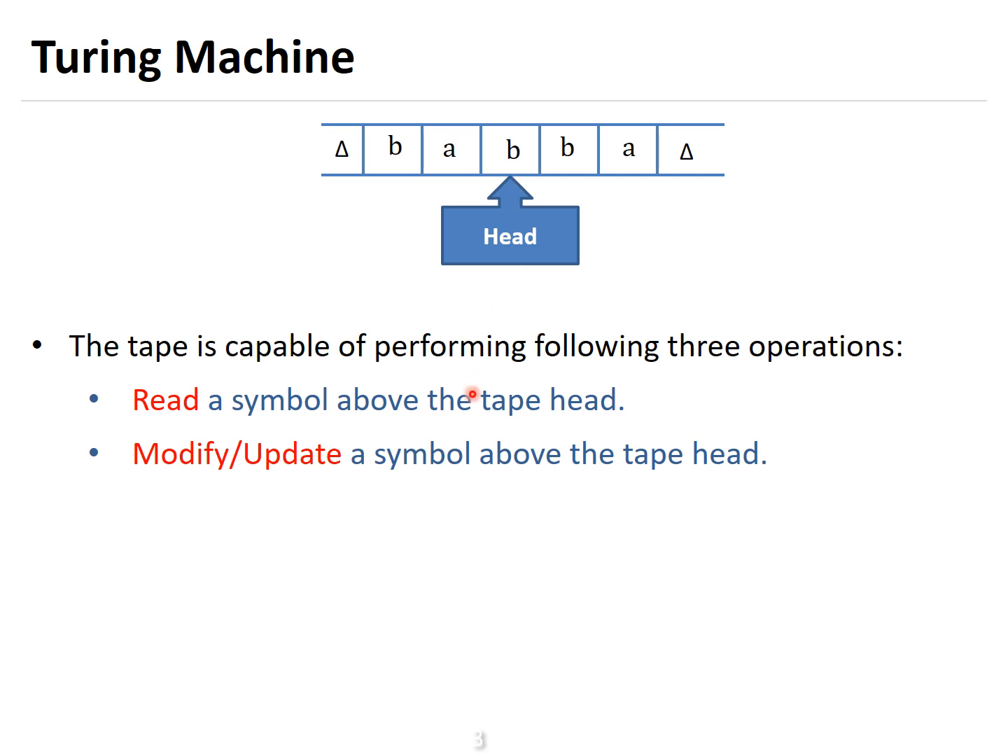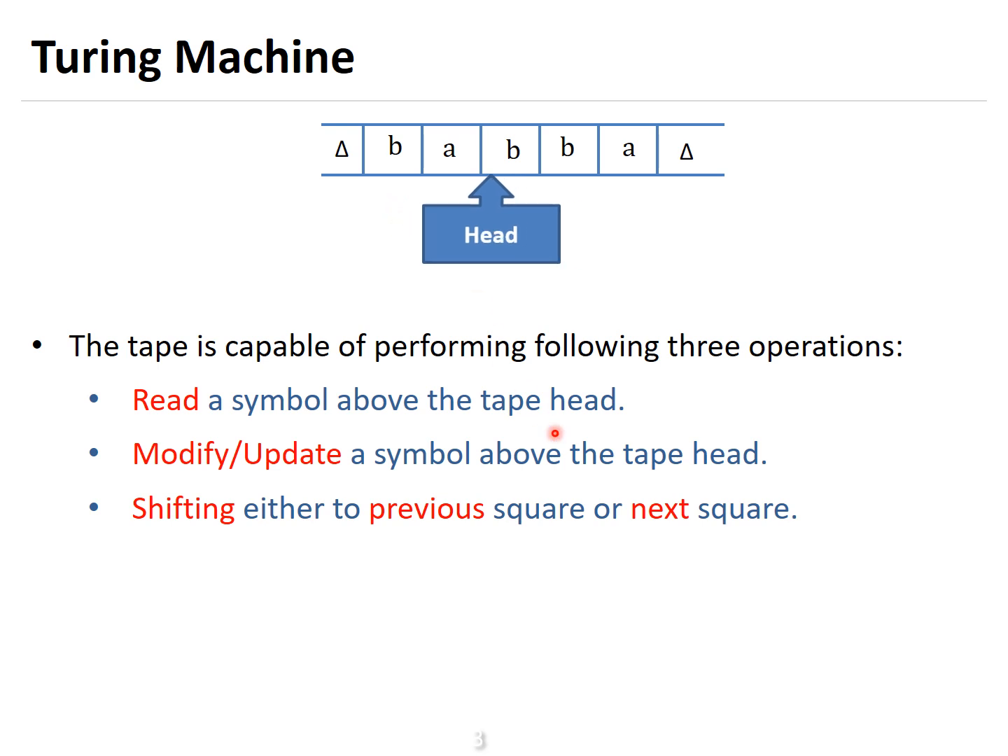Then what is the last operation in this? The head can either move to the previous square or the next square. It can be moved one step to the right or one step to the left. Look at that, the head is moved one step to the left. Like that, it can also move one step to the right. Right, so I hope you understand this. These three operations need to be followed for your further Turing machine design.